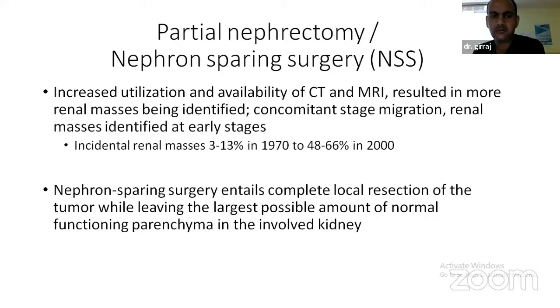Incidental renal mass 3 to 13% in the past and 48 to 66% in 2000. Nephron sparing surgery entails complete local resection of the tumor while leaving the largest possible amount of normal functioning parenchyma in the involved kidney.